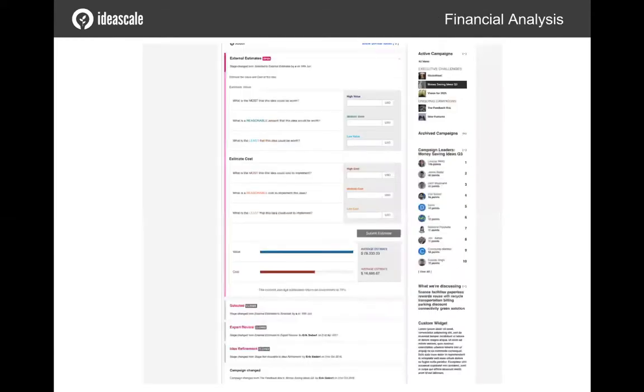The estimate stage allows companies to look at ideas from a financial perspective. Experts are invited to estimate potential value. They can provide estimates along low, medium, and high estimates, as well as the potential costs. And it'll help you predict what the potential ROI of an investment might be. Typically, but not always, companies will prioritize the ideas with the highest ROI.